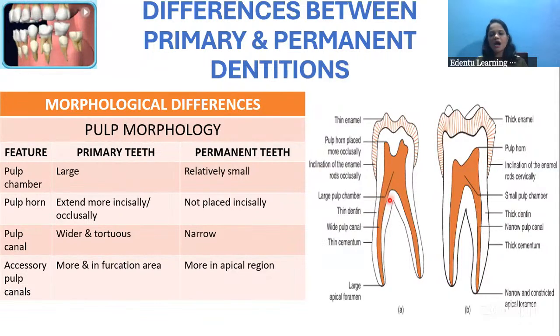Now next is the accessory pulp canals. Accessory pulp canals means other than the main pulp canal, there will be small extensions of this pulp canal. These accessory pulp canals will be more in the furcation areas in case of the primary tooth, whereas they will be more in the apical region, at the apex, in case of the permanent tooth. So those are the main differences between the pulp morphology of the two teeth. You can see the differences from here.